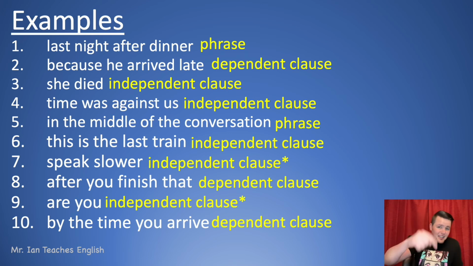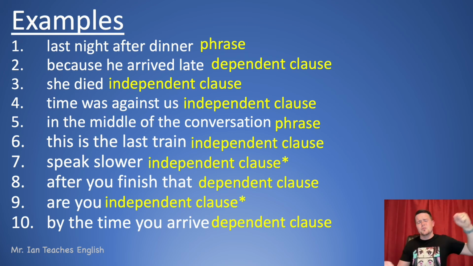In the comments, let me know how you did. Did you get all 10 of them right? Are you angry about number 7 and number 9? You say, Mr. Ian, I don't understand those. We will talk about them in a future video. But remember those two ideas. Number 7, it's a command, which is a type of structure that we'll talk about. You don't use subjects in it. So it is still independent because it makes sense. And number 9, it's a question. So your subject and verb are reversed.